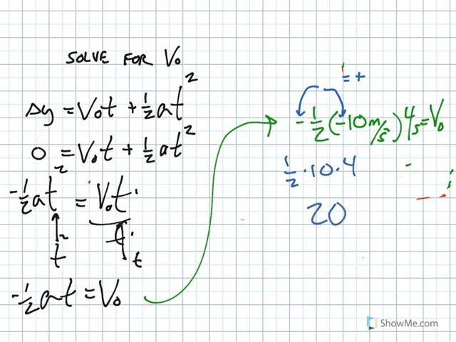And then we have seconds here that cancels one of these guys. And so we're left with meters over seconds, which is good. So there's your V naught, 20 meters per second. All right. And then finally, another way we could have done this problem is by the following.